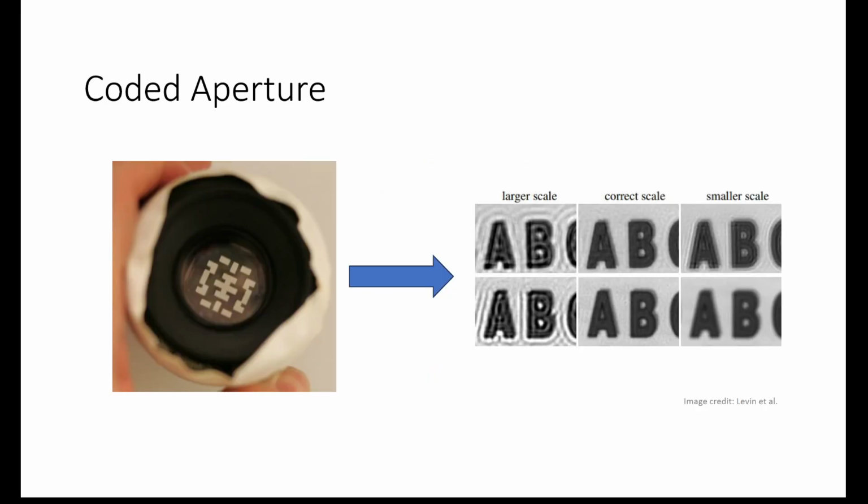This image is an example of applying blur kernels with different scales to an image. We observe that with the normal aperture on the bottom, we observe significant artifacts with a larger scale, but it is hard to distinguish between the correct scale and the smaller scale. But with the coded aperture on the top, the difference between the correct scale and the smaller scale also becomes distinguishable, and that is why we want to use coded aperture.